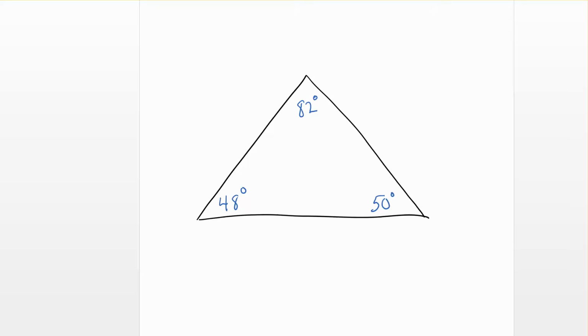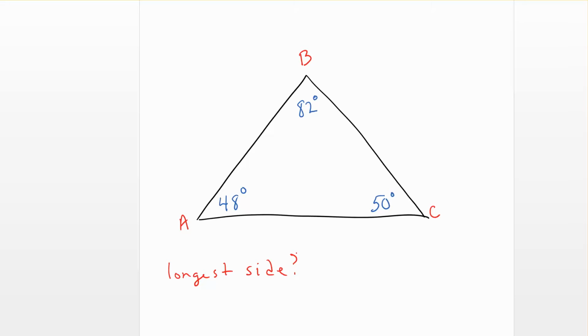The next thing I want to take a look at is kind of a combination of Theorem 5-10 and Theorem 5-11. I'm kind of putting them both together here, and I'm going to try and simplify it a little bit. And it has to do with ordering the sides and angles of a triangle. So let's say we're given this triangle. We'll say angle A is 48 degrees, angle B is 82 degrees, and angle C is 50 degrees. What we want to look at is, what is the longest side of this triangle?